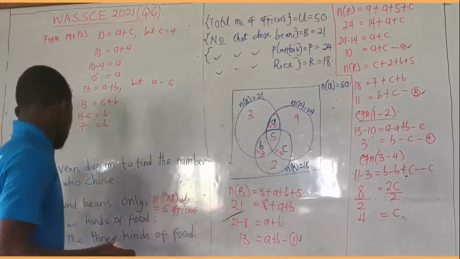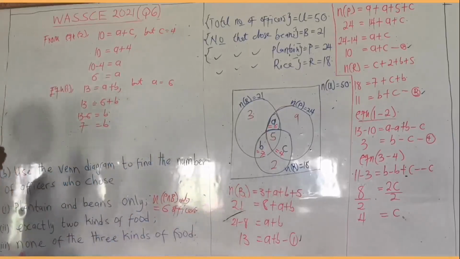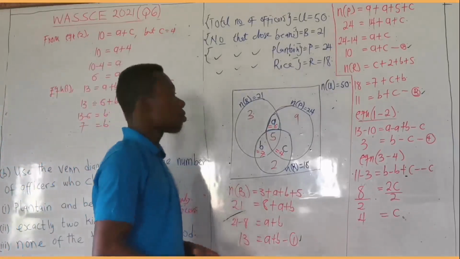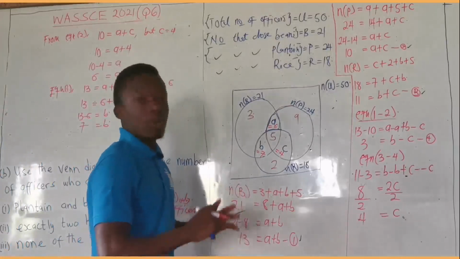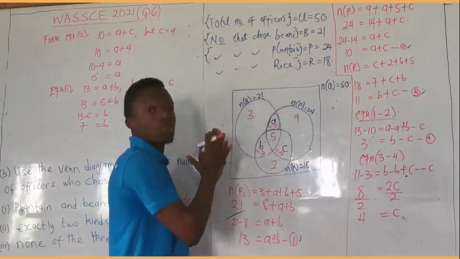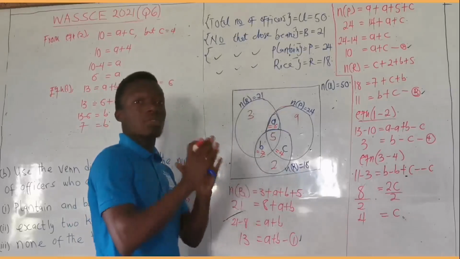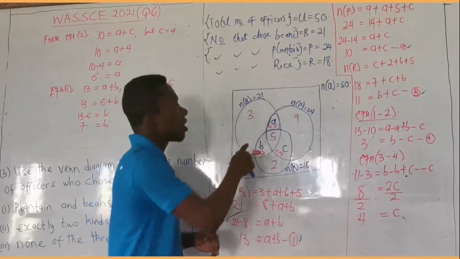Good. And then it also asks us to find exactly 2 kinds of the food. So here, let's see those that choose exactly 2 kinds of the food, and not 3. So meaning that officers that choose 3 kinds of the food are not part. We are interested in those that choose 2 kinds of the food. Are you following?